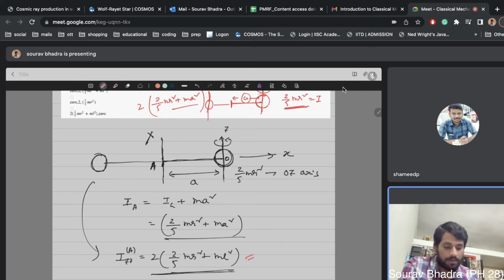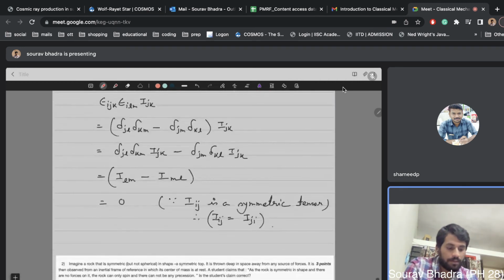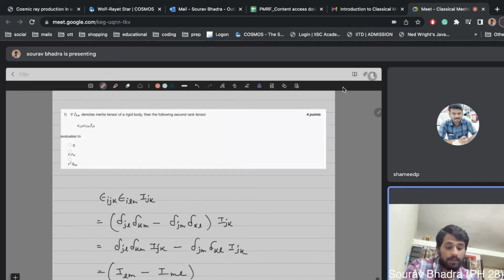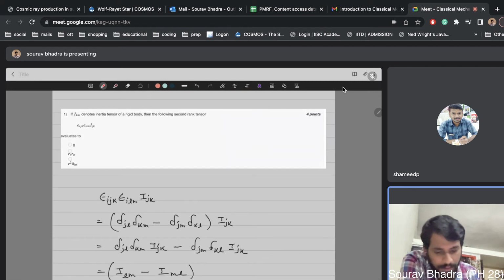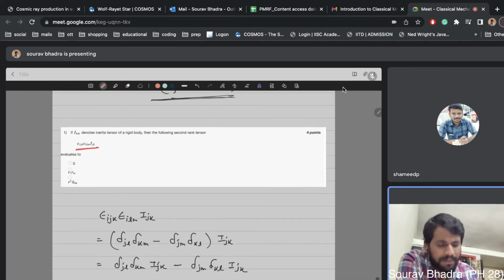Okay. Now another problem from your 8th assignment. You have to calculate epsilon ijk, epsilon ilm, capital Ijk, where epsilon is the Levi-Civita symbol. This has been taught in the very first class, or the second class, I think. So the main thing is you need just a property.